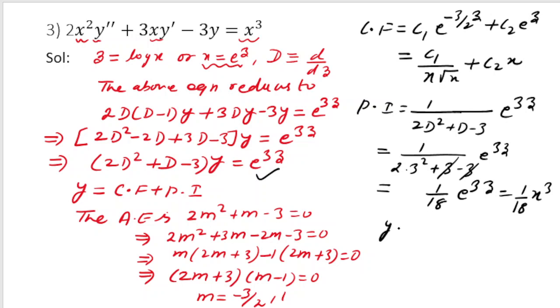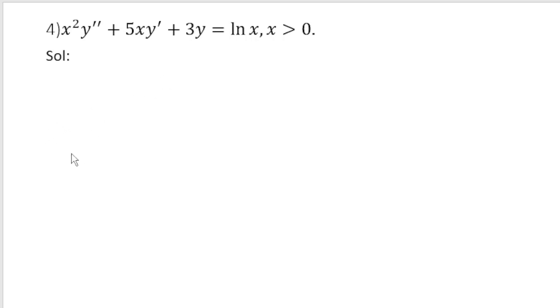So what is y? y is equal to the general solution, that is c1/(x√x) + c2 x + (1/18) x³. Okay, so we are done with this problem also. I had left a page here so that we can use it, but it was fine, I did it on that page only. Now let us quickly do this problem as well.